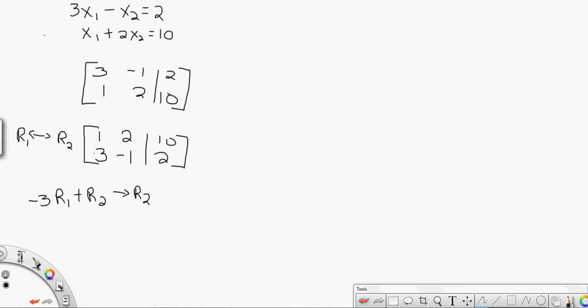Okay, so let's do, so 1 times -3 is -3, -3 plus 3 is 0. -3 times 2 is -6, -6 plus -1 is -7, and -3 times 10 is -30, and -30 plus 2 is -28. Okay, so row 1 stays the same.